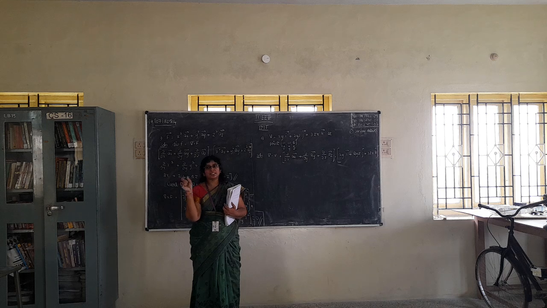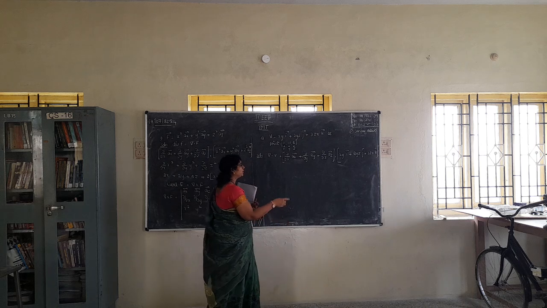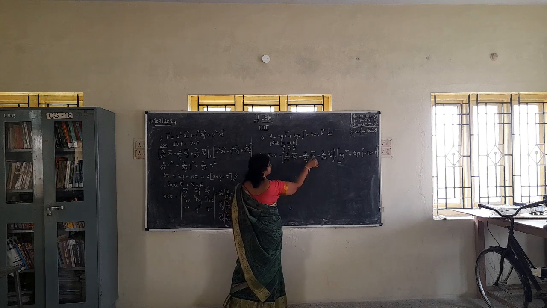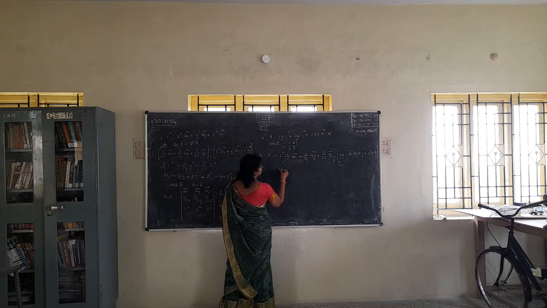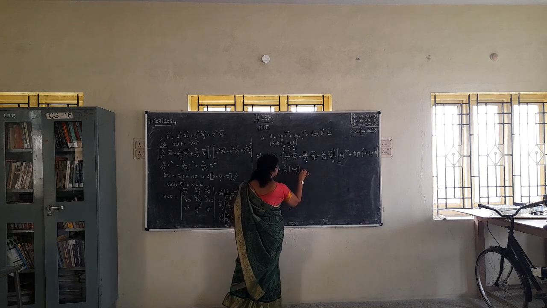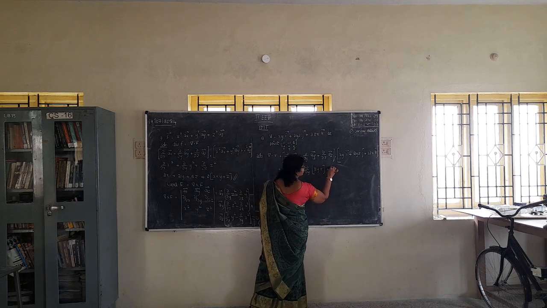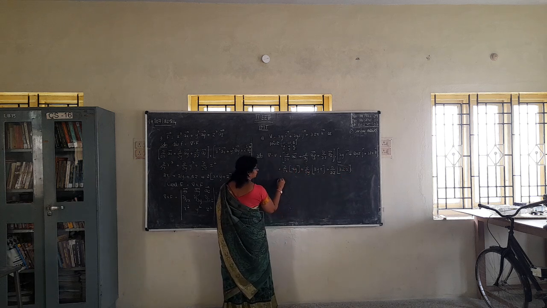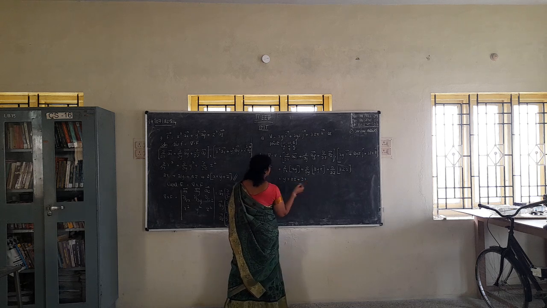Actually in del we assume 3 axes x, y, z. In this question it is given as I, J, K. That means we have to replace x, y, z by I, J, K. Right? In this place we can change x to I, J, K. If you understand, it is fine. So it is dou by dou x of xy plus dou by dou y of 2yz plus dou by dou z of 3z into x. So value is y plus 2z plus 3x.